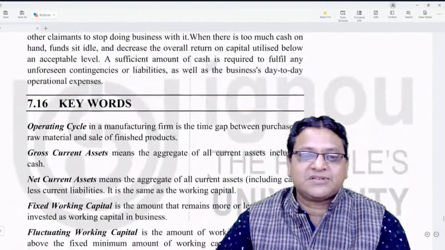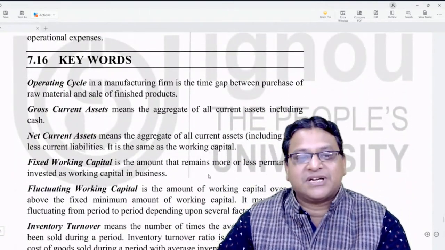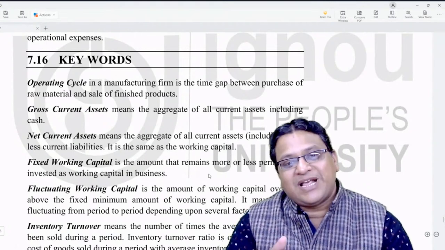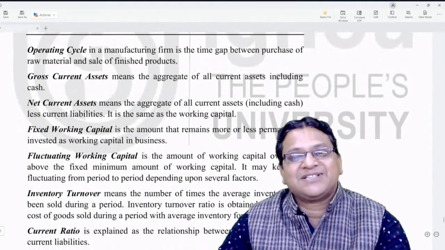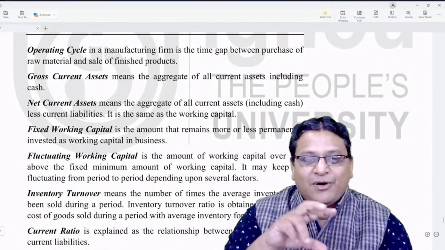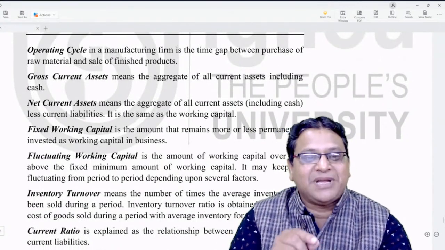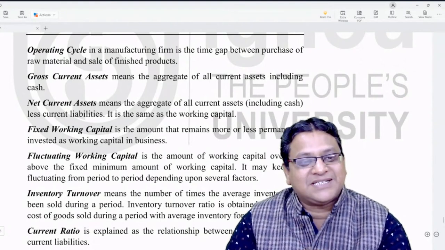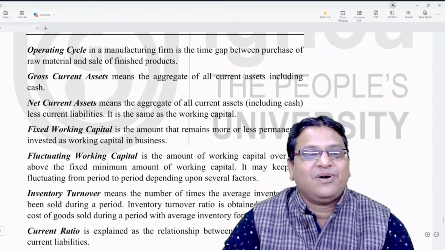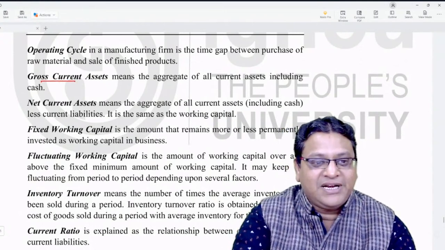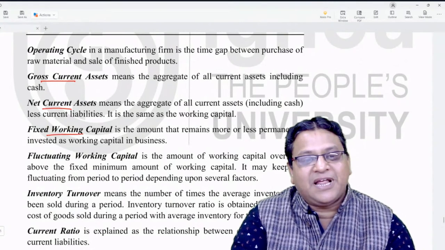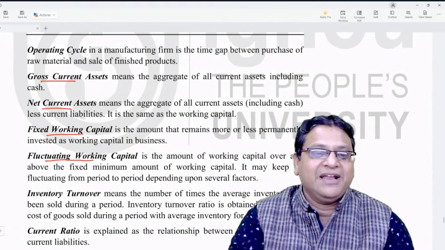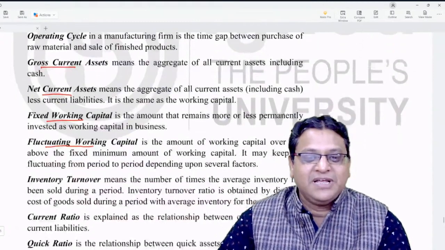So in our discussion, we have covered some keywords. One is operating cycle, also known as the cash to cash cycle. It is the time gap between spending cash and receiving cash. Gross working capital is the total amount of current assets. Net working capital is current assets minus current liabilities. Fixed working capital is permanently utilized in the business. Fluctuating working capital is temporarily required for the business.